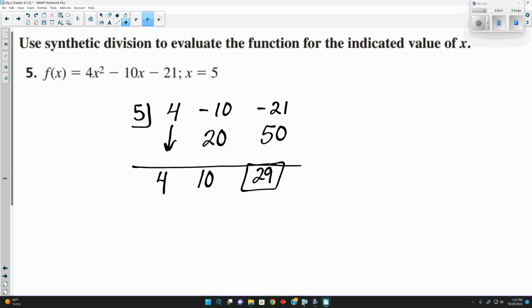Now, any questions on this so far? We like this for the most part. I mean, we could be doing worse things. Yeah.